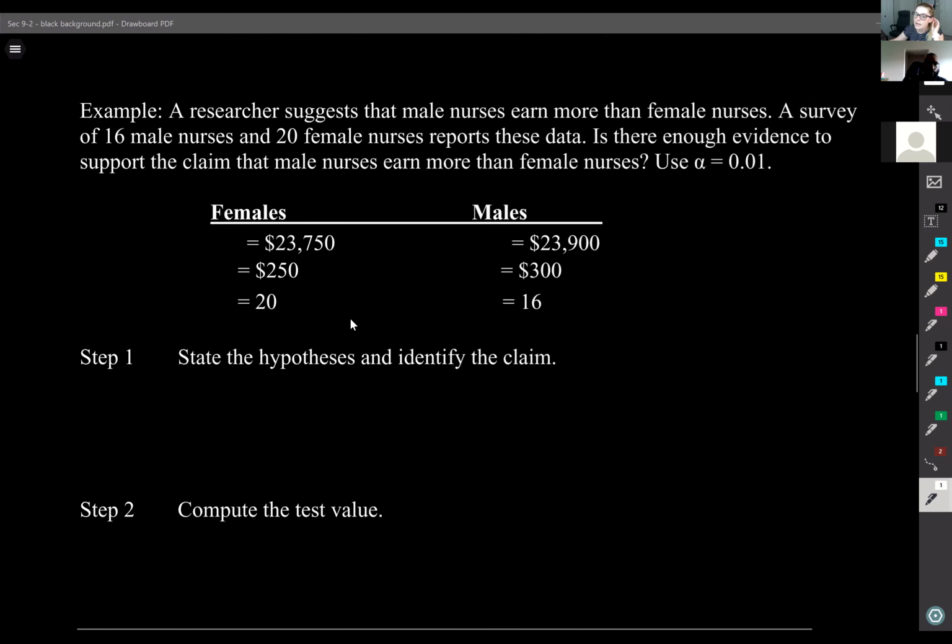Okay. Let's do one last example for today, which is just going to be another example of doing this testing between two means. So we'll just do one more, and I'm going to use the p-value method, and then we will call it good for today.